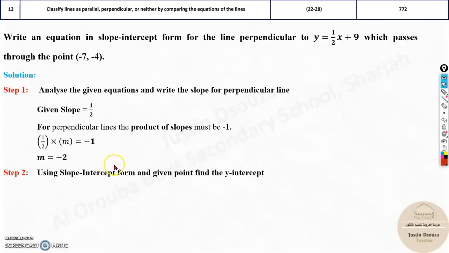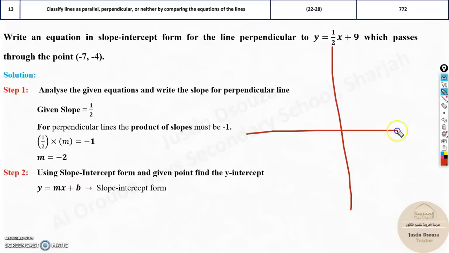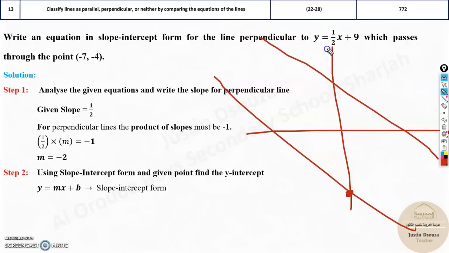Now let's use the slope intercept form and find the y-intercept. We need to write it in slope intercept form. So it is very important we use the slope intercept form itself to solve for b. The b value is the intercept value where it touches the y-axis. So based on that, we can distinguish between all the other perpendicular lines.